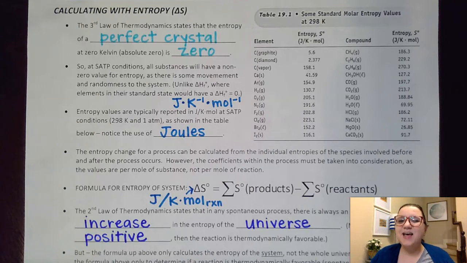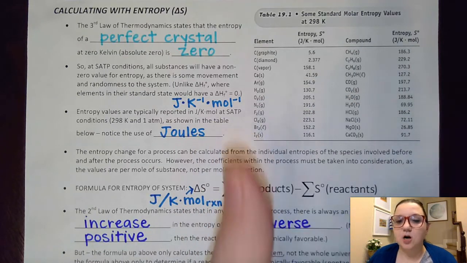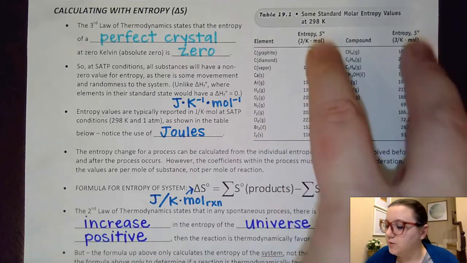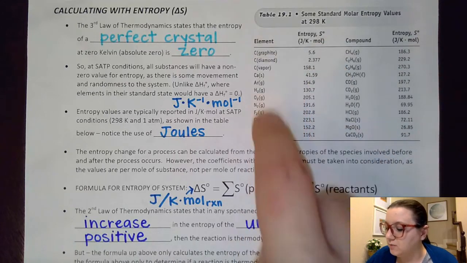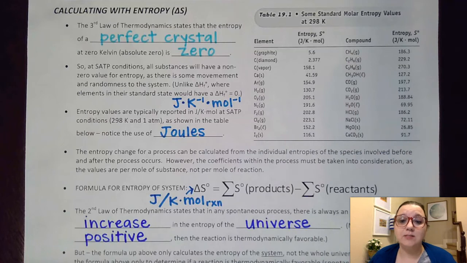The problem is that it's not always all that easy to make a qualitative determination on whether or not entropy increased or decreased. Sometimes we actually have to do a calculation involving what are called standard molar entropy values. That's what you see in this chart right here. We have some entropy values for both singular elements as well as for compounds. And I'm going to point out a couple of things about this data before we actually calculate with it.